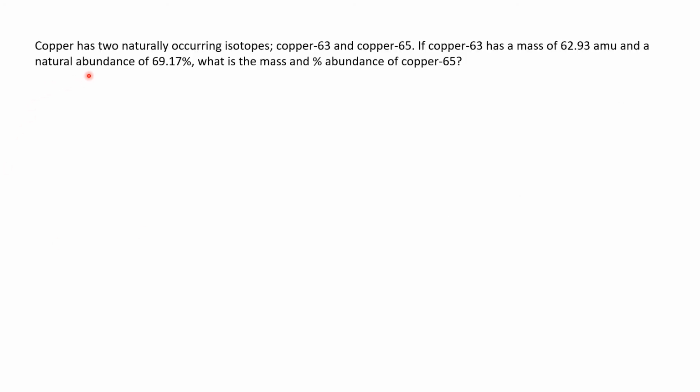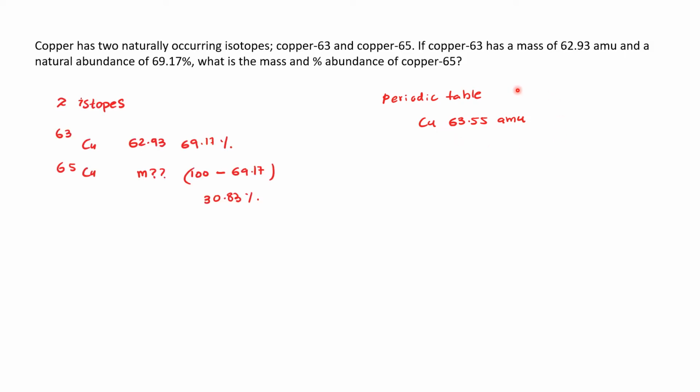Copper has two naturally occurring isotopes, copper 63 and copper 65. If copper 63 has a mass of 62.93 and a natural abundance of 69.17, what is the mass and percent abundance of copper 65? Copper has an atomic mass of 63.55. Now you know the atomic mass is equal to the weighted average of the isotopes. Let's look at the data given.